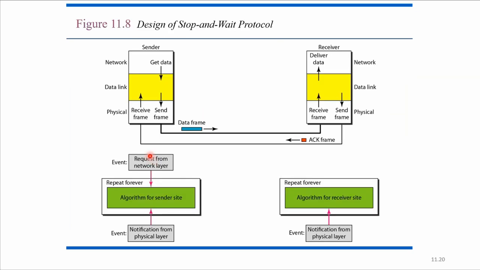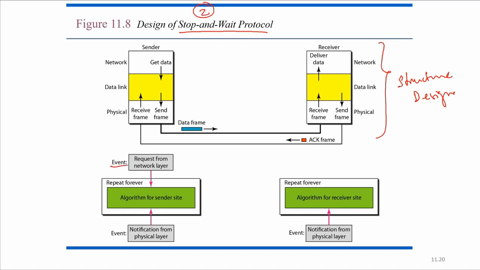The next is the stop and wait protocol. So the second one is the stop and wait protocol. In a stop and wait protocol, what is the procedure? We will just see. This is like a structure design. So how it will be done is at the sender side. The network layer will first give a request to the data link layer.